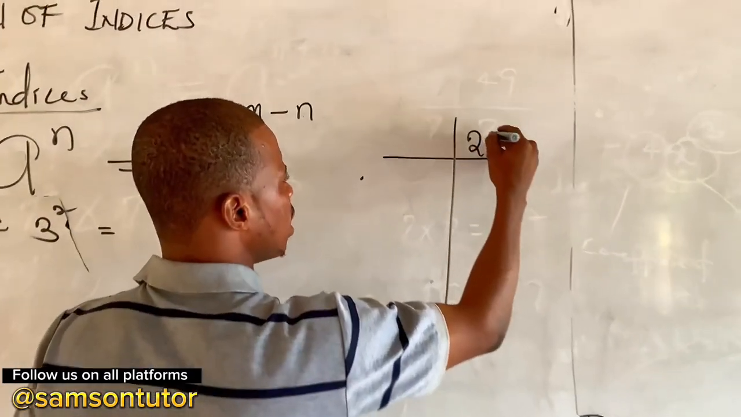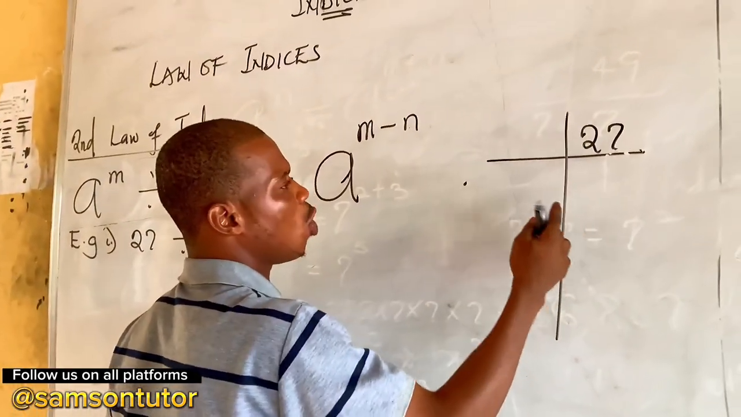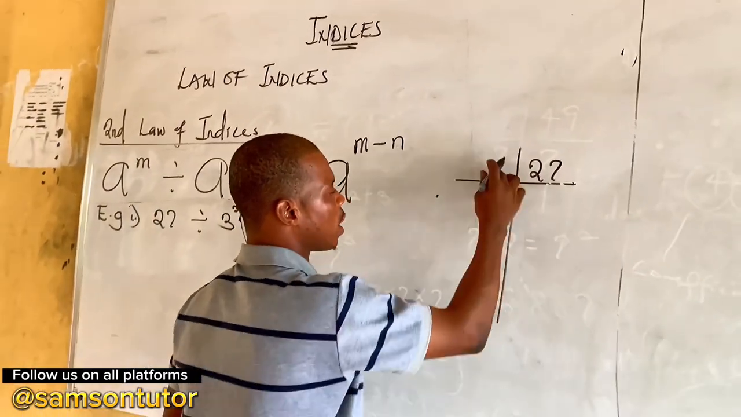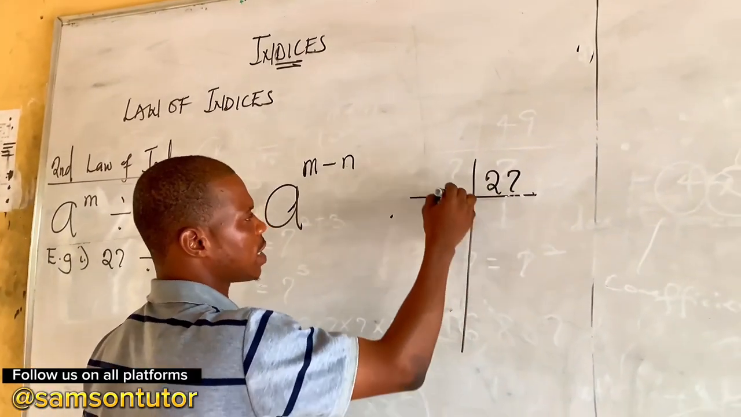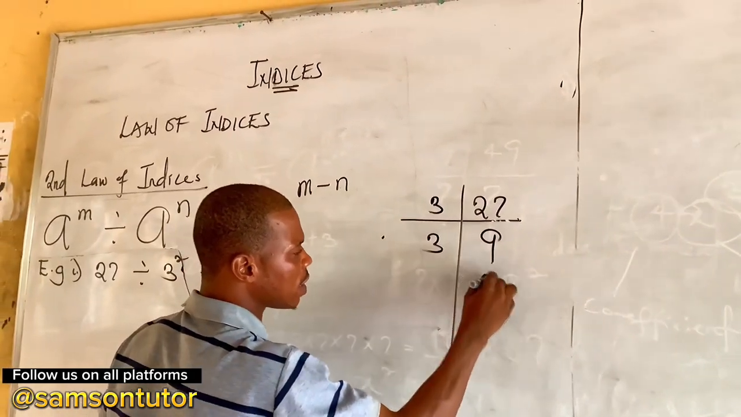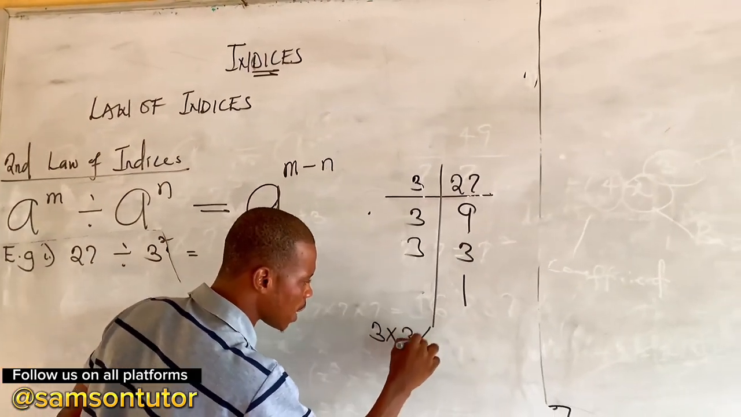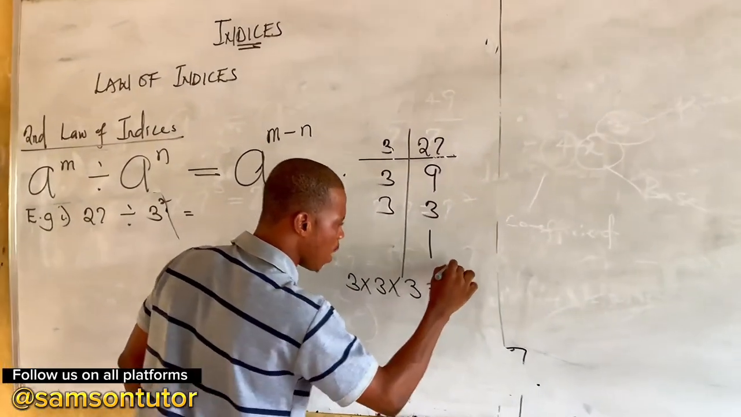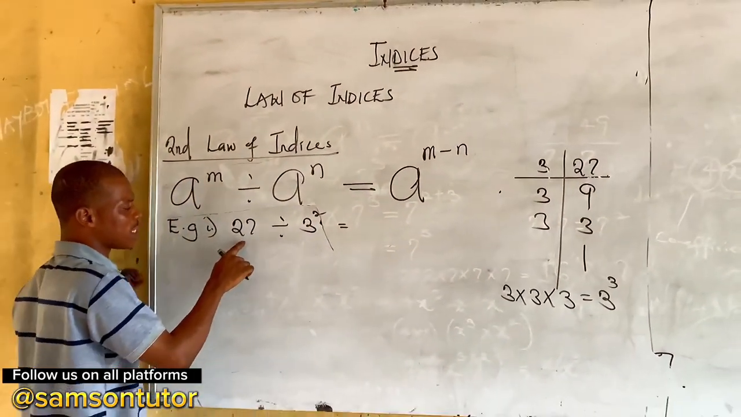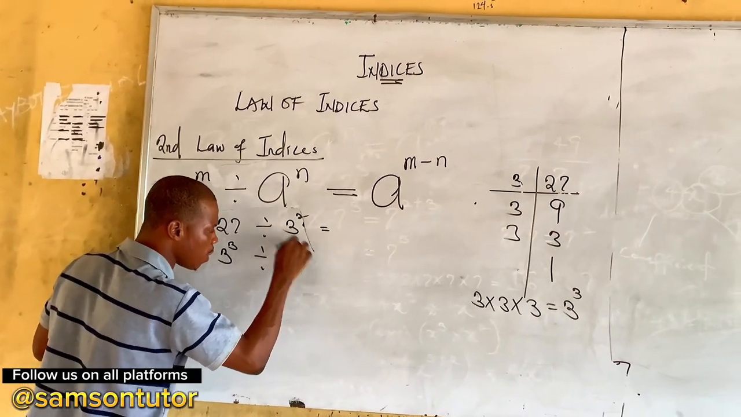We say 27. Now, what can divide 27? Can 1 go in 27? Yes, it can go, but it still gives back 27. Can 2 go in 27 without a remainder? No. But can 3 go in 27 without a remainder? Yes, 3 in 27 gives us 9. 3 in 9 will give us 3, and 3 in 3 will give us 1. So how many 3s do we use? 3 times 3 times 3, which implies 3 raised to the power 3, which gives us 27. So when reducing 27 to the lowest base, we say 3 raised to the power 3 divided by 3 raised to the power 2.